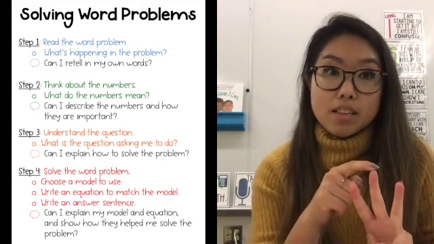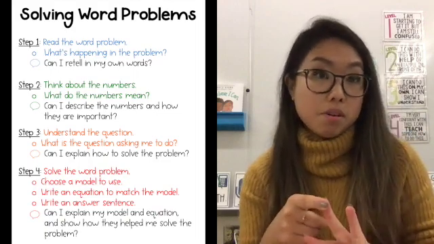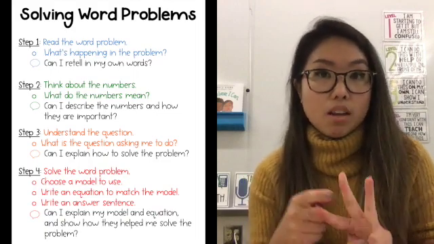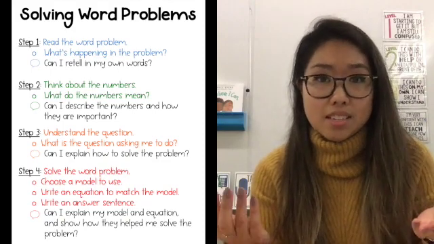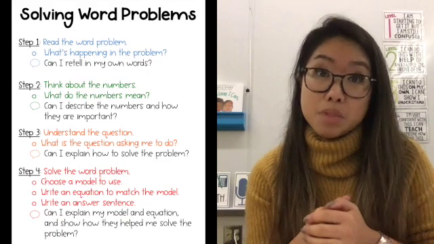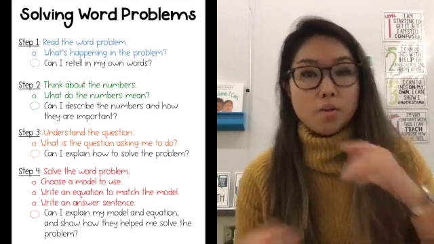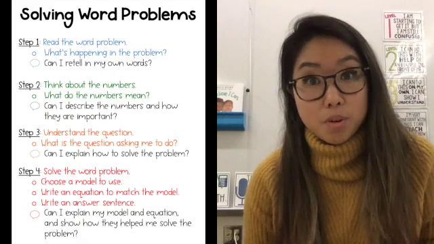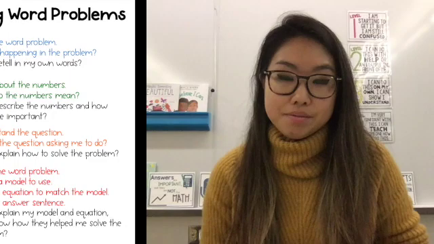For the second read, think about the numbers. So what do the numbers mean? Can you describe the numbers and explain how they're important? And for our third read, friends, we understand the question. So what is the question asking you to do? How can you explain how you're going to solve the problem? And then finally, we think about how are you going to solve the word problem? Which model are you going to use to show your work and show your thinking?